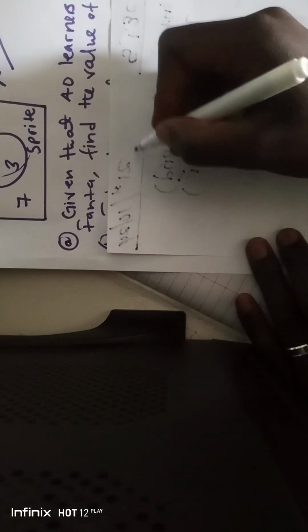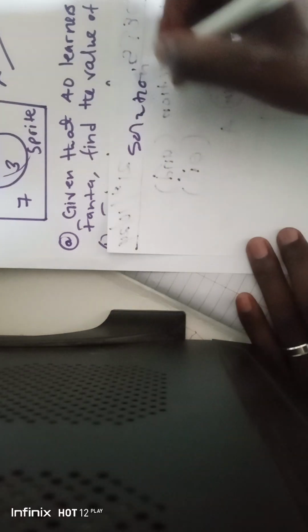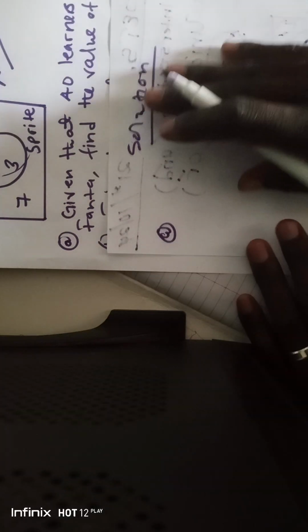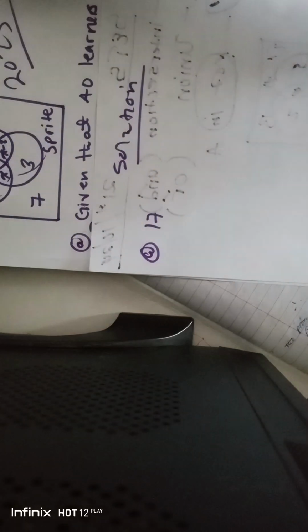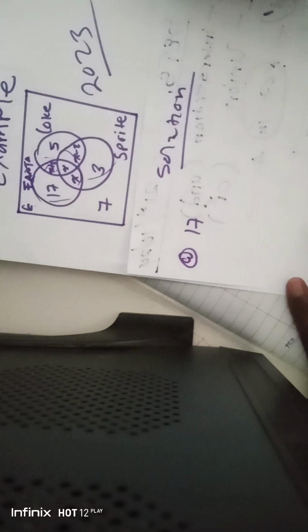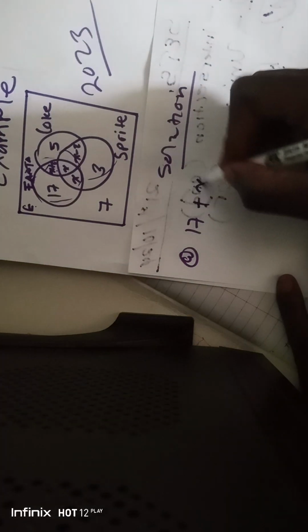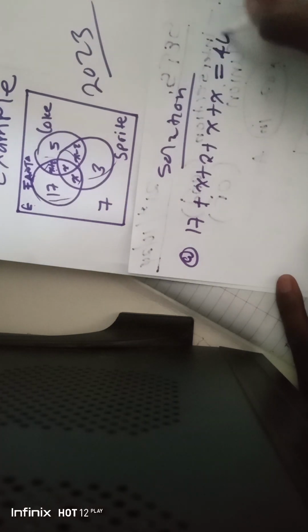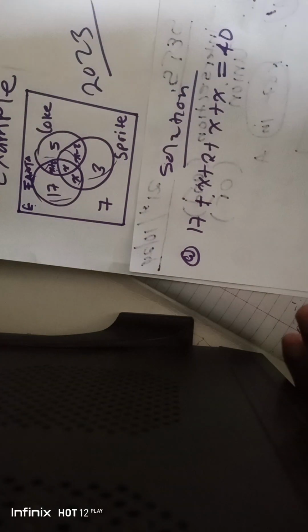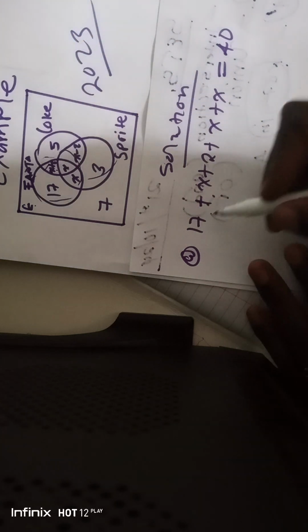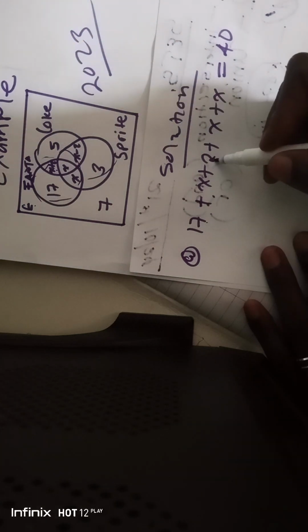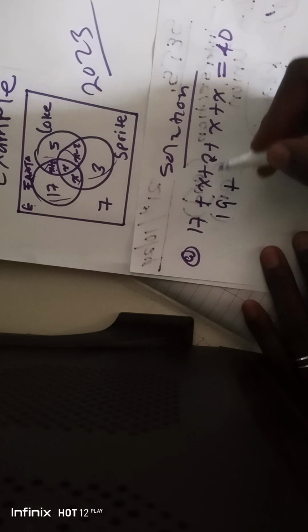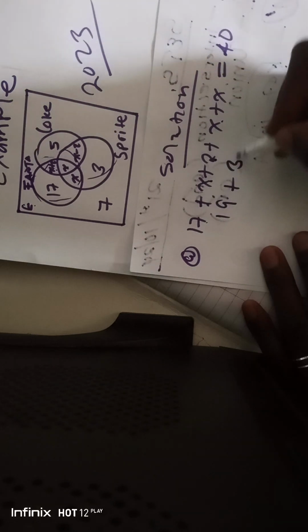So let's go ahead and say, solution. Okay, so I've got A. I'm going to combine everything. So 17, okay, I want you to be seeing the question. 17 plus x plus 2 plus x plus x should be equal to 40. Now we just solve the value of x using this expression. So 17 plus 2 is 19, then plus x plus x plus x, that is 3x, is equal to 40.